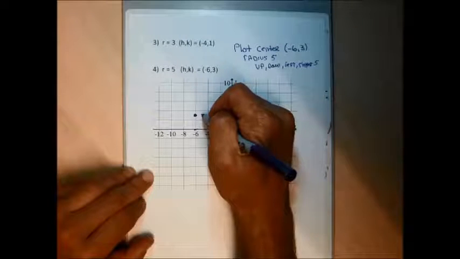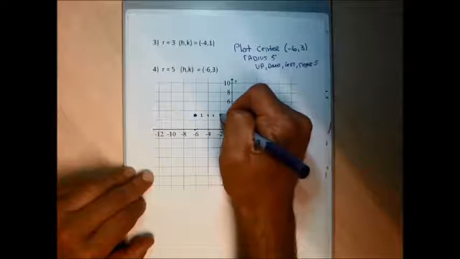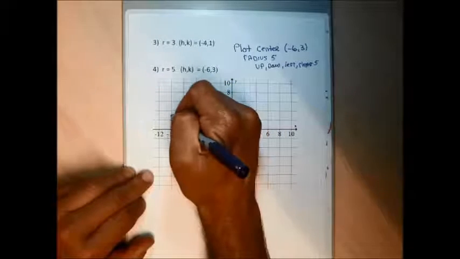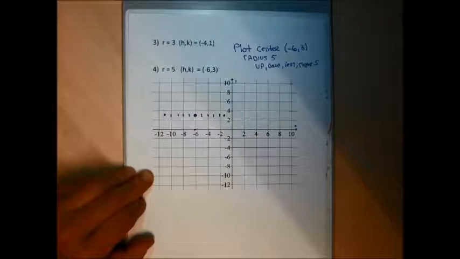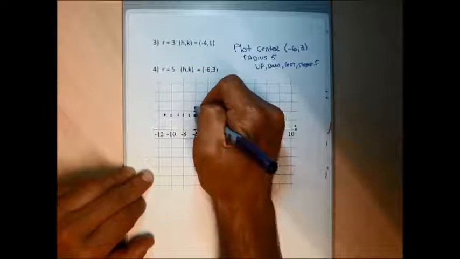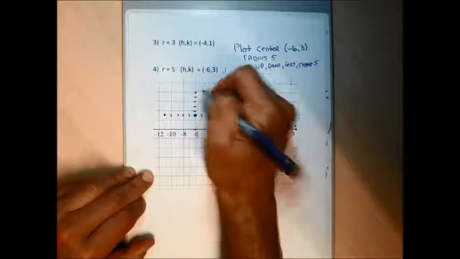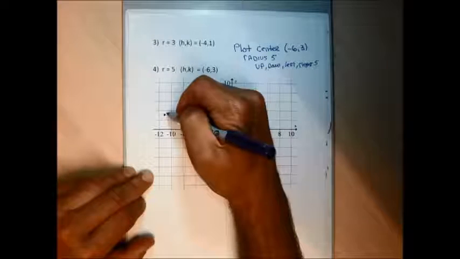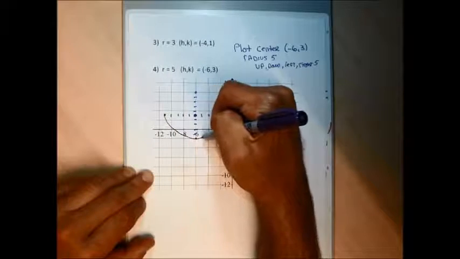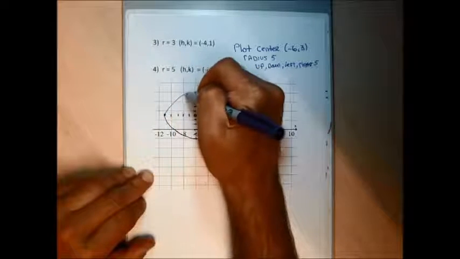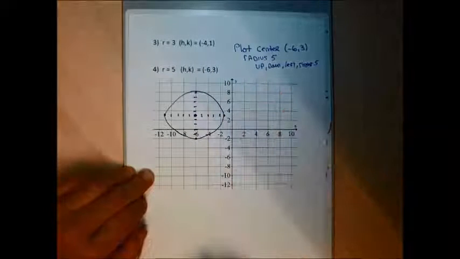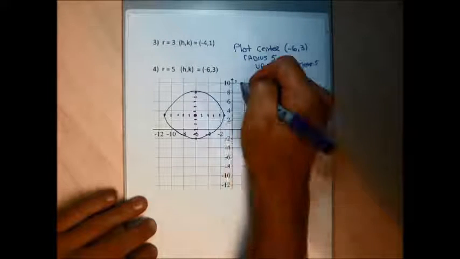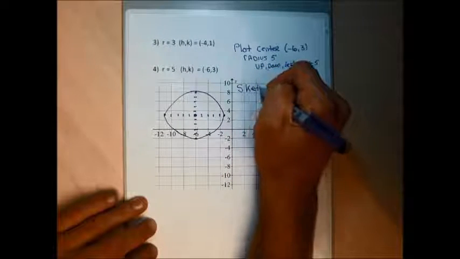If I go right 5, that's 1, 2, 3, 4, 5. Left 5, 1, 2, 3, 4, 5, because each of my grid marks is 2, and then up 1, 2, 3, 4, 5, and down 1, 2, 3, 4, 5. And I just can't draw these very well. And that's my graph. Again, it looks more like a football than it does a circle. And now, this is the part of the instructions that said sketch a graph.